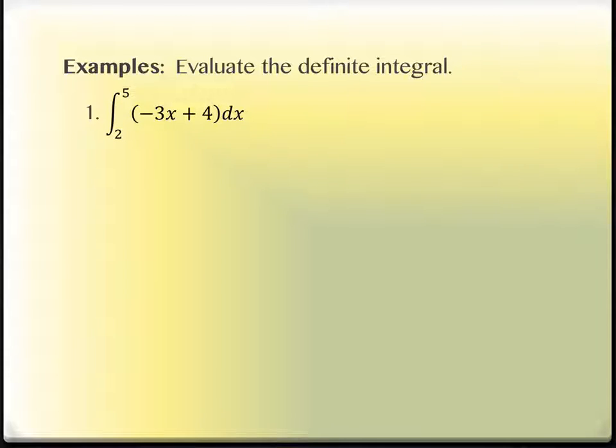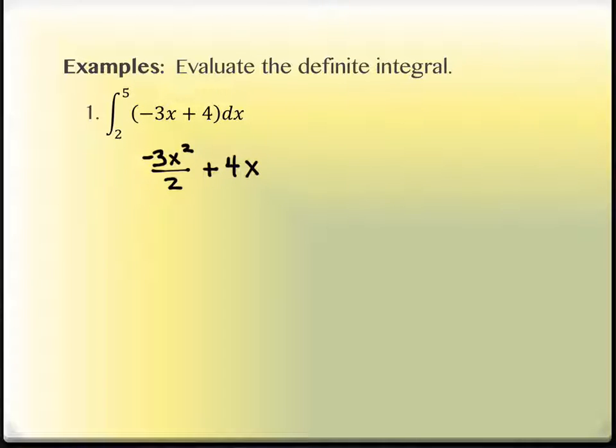The first thing we do is we take the antiderivative. So what is the antiderivative of negative 3x? We increase the exponent by 1 to x squared, and we divide by the new exponent. So we have negative 3x squared over 2, or negative 3 halves x squared. That's the first piece. What do we get for the plus 4? 4x. Fantastic.